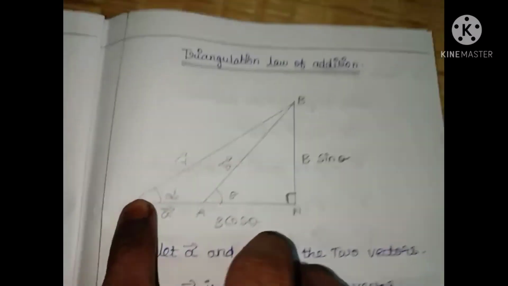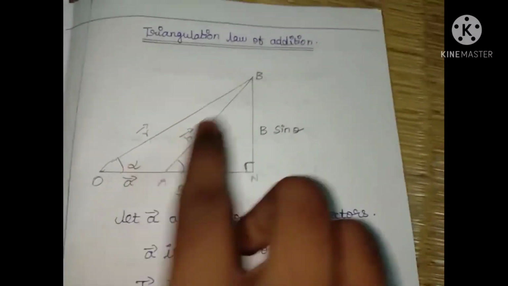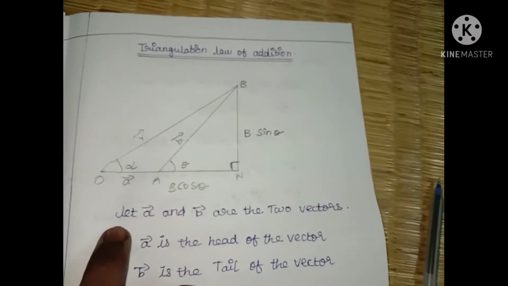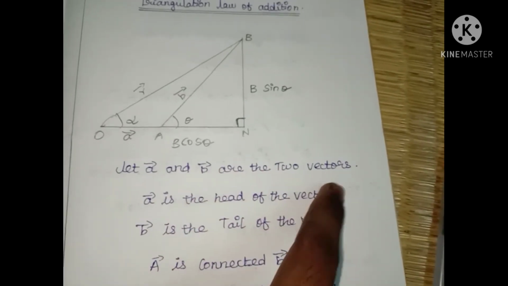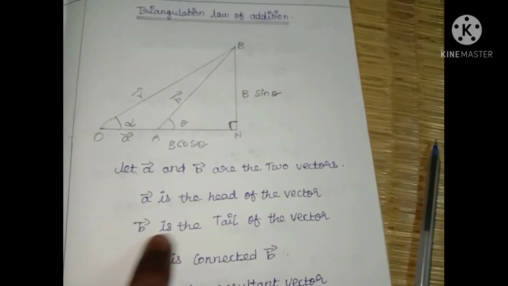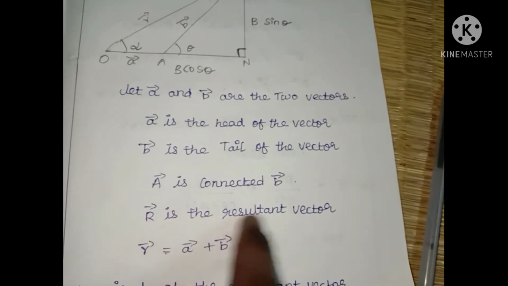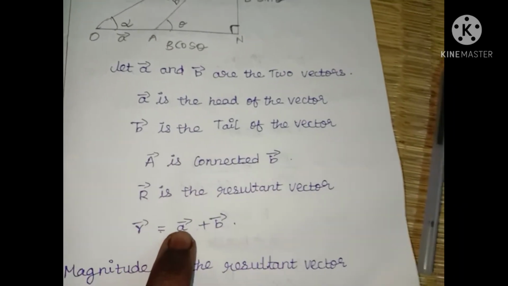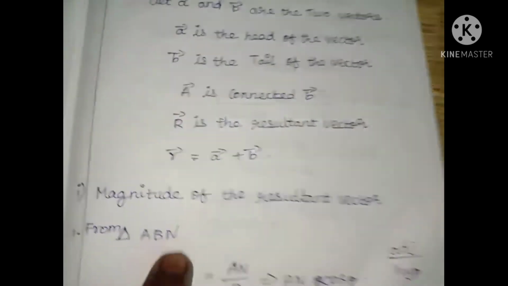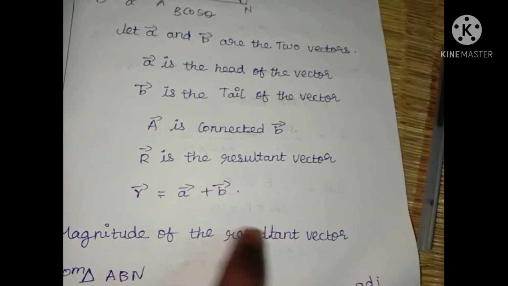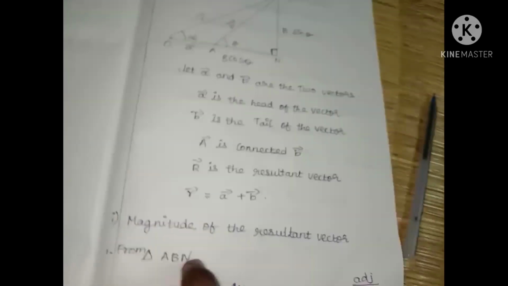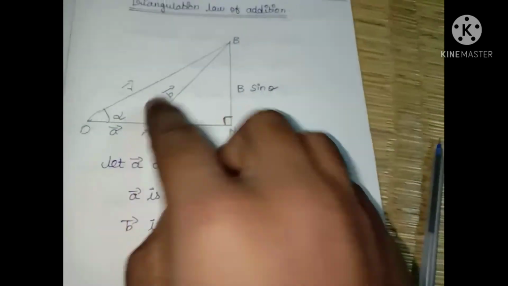Again I explain this concept, the triangulation law of addition. First consider one triangle and split it into two triangles. Let A and B be the two vectors. The A vector is the head, the B vector is the tail. The A vector is connected to the B vector. R is the resultant vector. R vector is equal to A vector plus B vector. First we find the magnitude of the resultant vector. First we take this triangle.